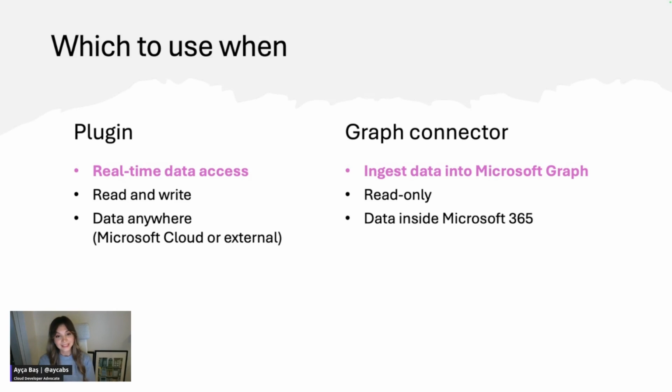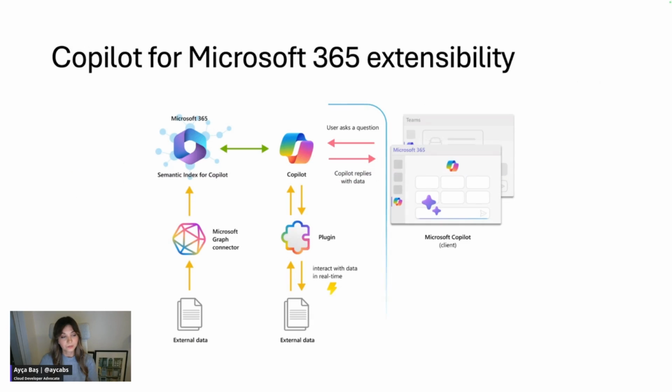Another way of bringing in external data is graph connectors. It is definitely easy to create graph connectors, and we ingest data from your external data into Microsoft Graph, so the data lives inside Microsoft 365. This way of ingesting data through graph connectors is read-only. If you are looking only to search your data, bring in your existing data and maybe look it up, Copilot for Microsoft 365 gives you this option as well, and you can use graph connectors too.